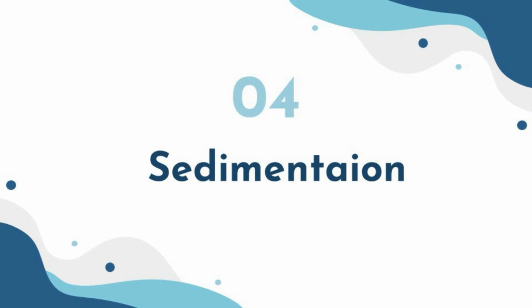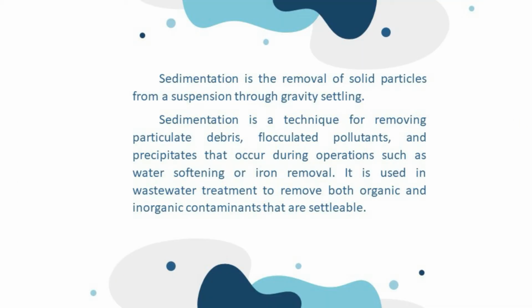Step 4. Sedimentation. Sedimentation is the removal of solid particles from suspension through gravity settling. Sedimentation is a technique for removing particle debris, flocculated pollutants, and precipitates that occur during operations such as water softening or iron removal. It is used in wastewater treatment to remove both organic and inorganic contaminants that are soluble.